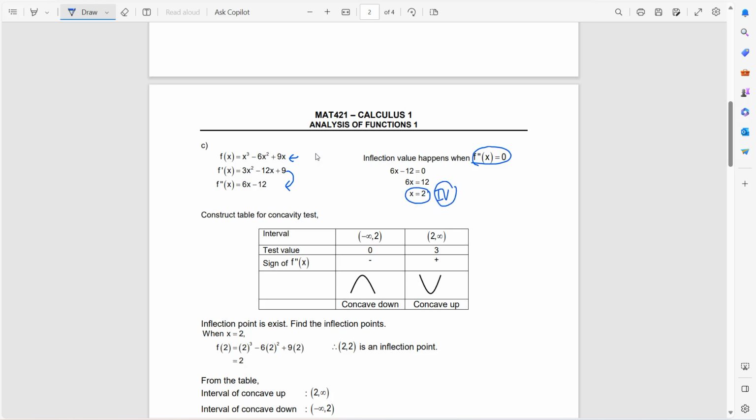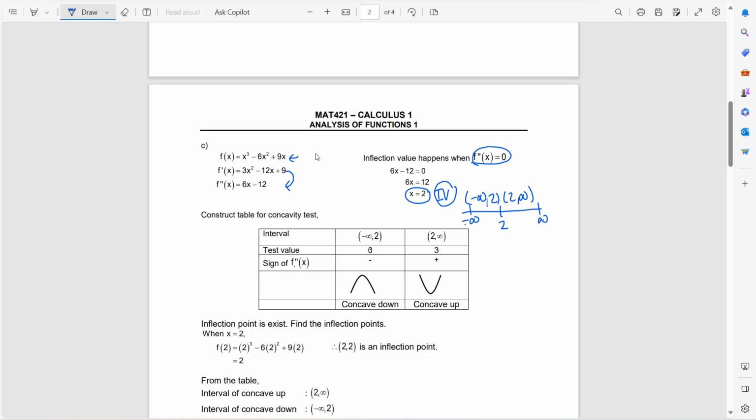In order to identify our inflection point, we need to take a look at our concavity test. So how to do the concavity test? Since we have a 2 as our inflection value, one number line contains negative infinity up to infinity. So this one is 2, so we have 2 intervals. And then we can choose test values 0 and 3, and then we substitute into the f double prime of our test value to get the sign of it.